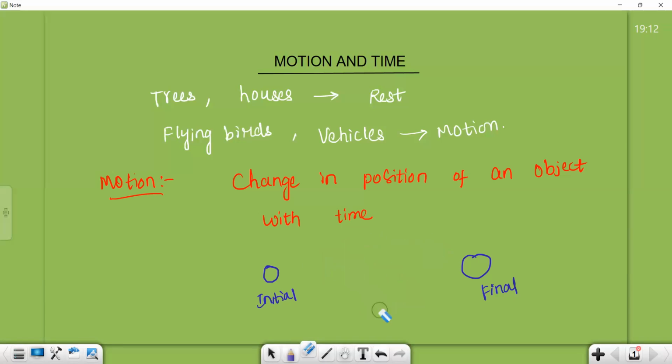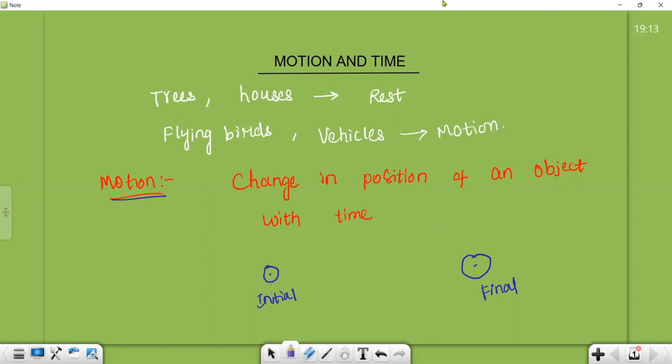Here the object is moving. Irrespective of how the object is moving, there is a change in position. Initially the object is here. Now it changes its position from here to here. This change in position with time is called what, students? Motion. Here we won't consider how they move. We just check whether it moved or not, whether it changed its position or not.